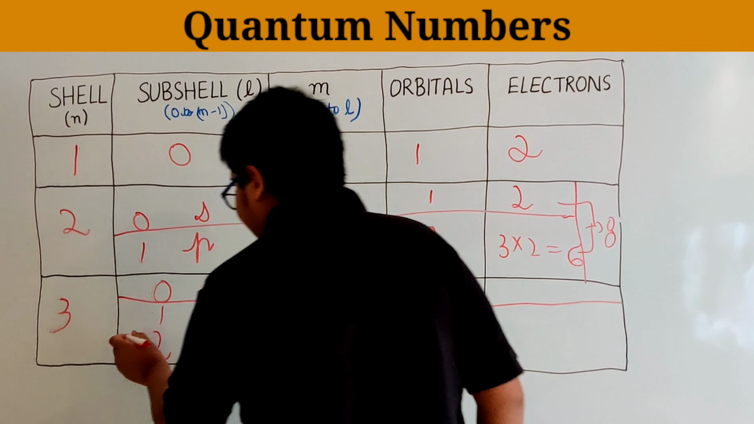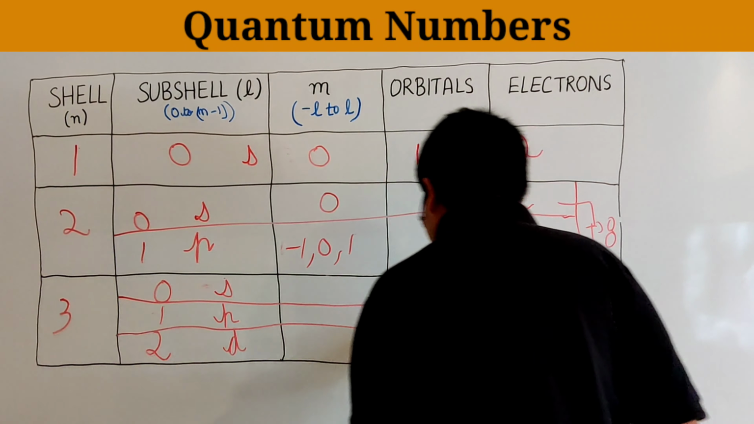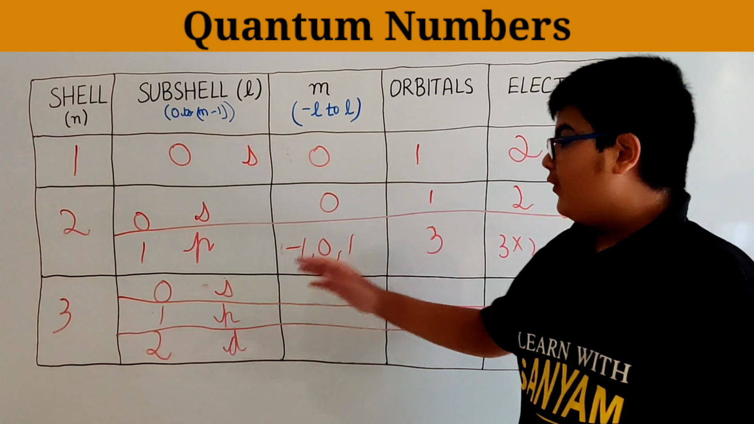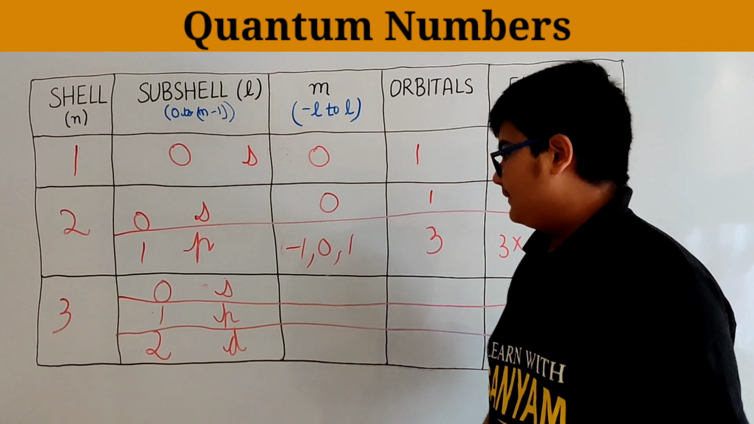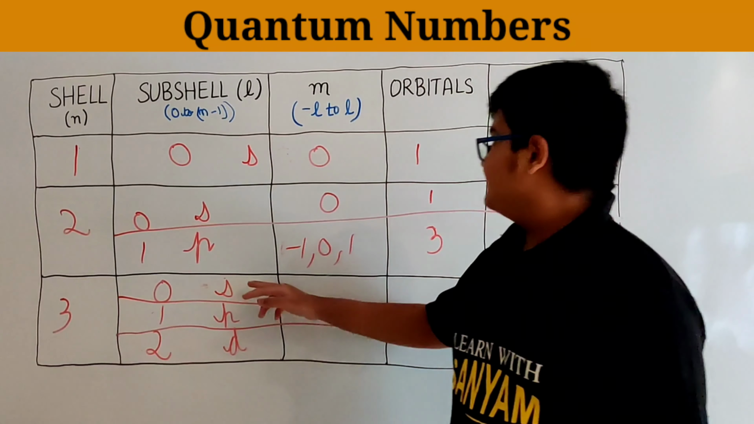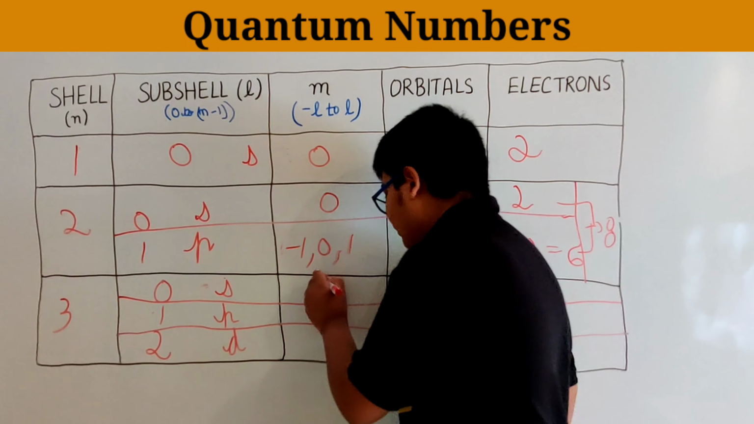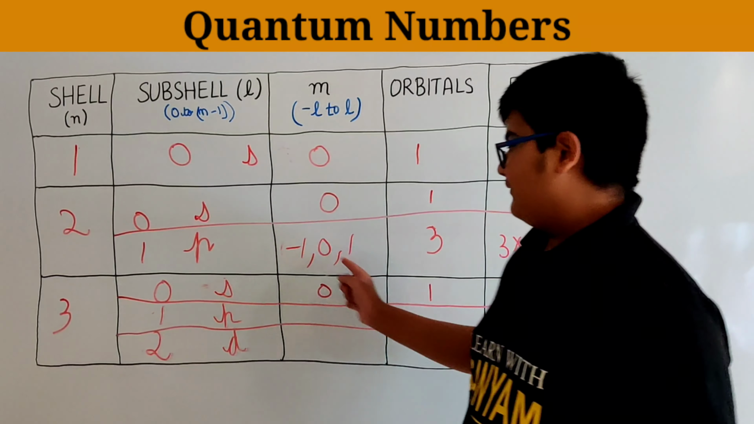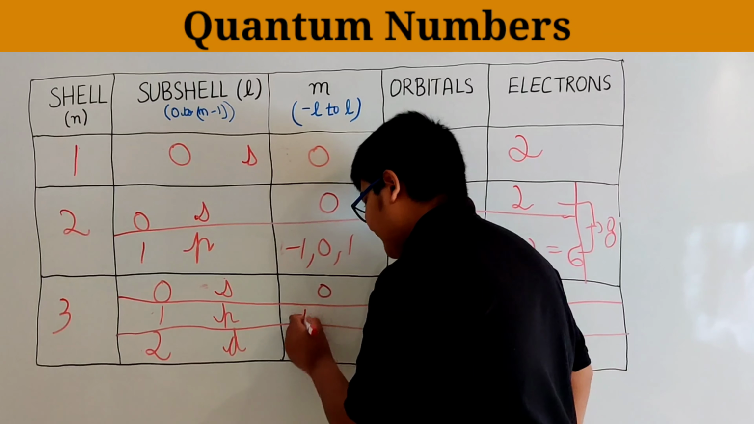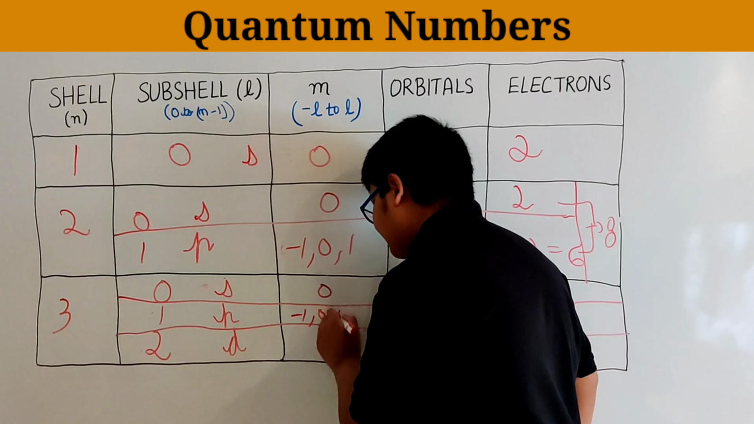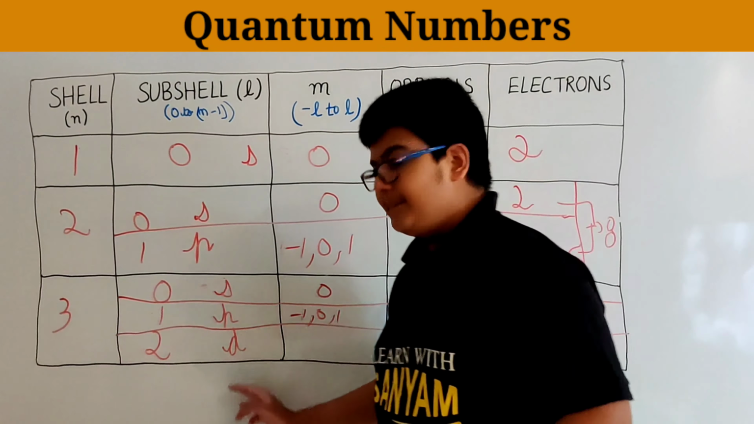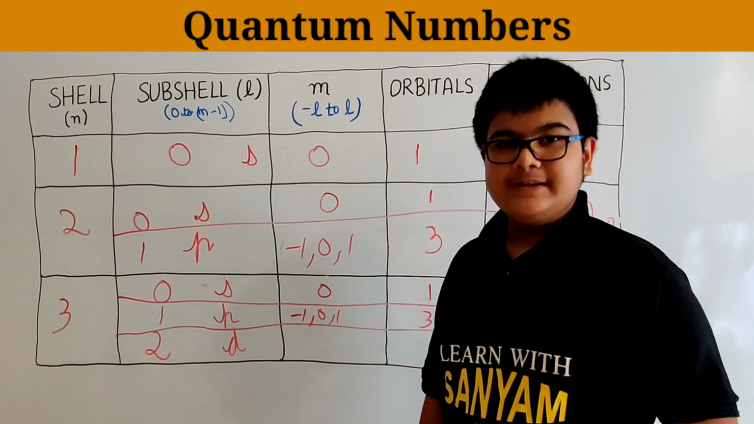Let's separate them. And now let's find out the number of orbitals for each subshell. Now for S subshell, as we have M is equals to 0, so there will be 1 orbital. For P subshell, we have again calculated the values of M as -1, 0 and +1, and number of orbitals as 3. And now for D subshell, can you tell me how many orbitals will be there?